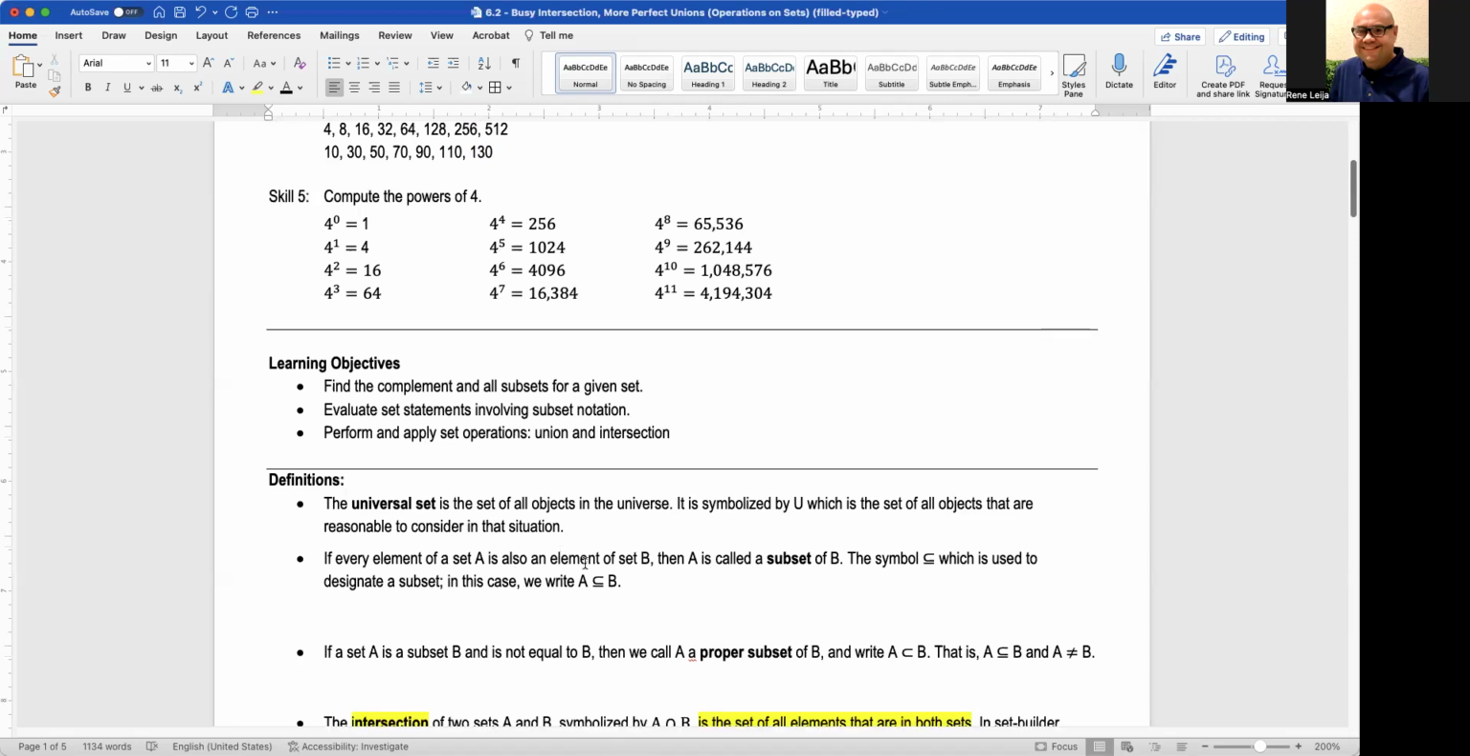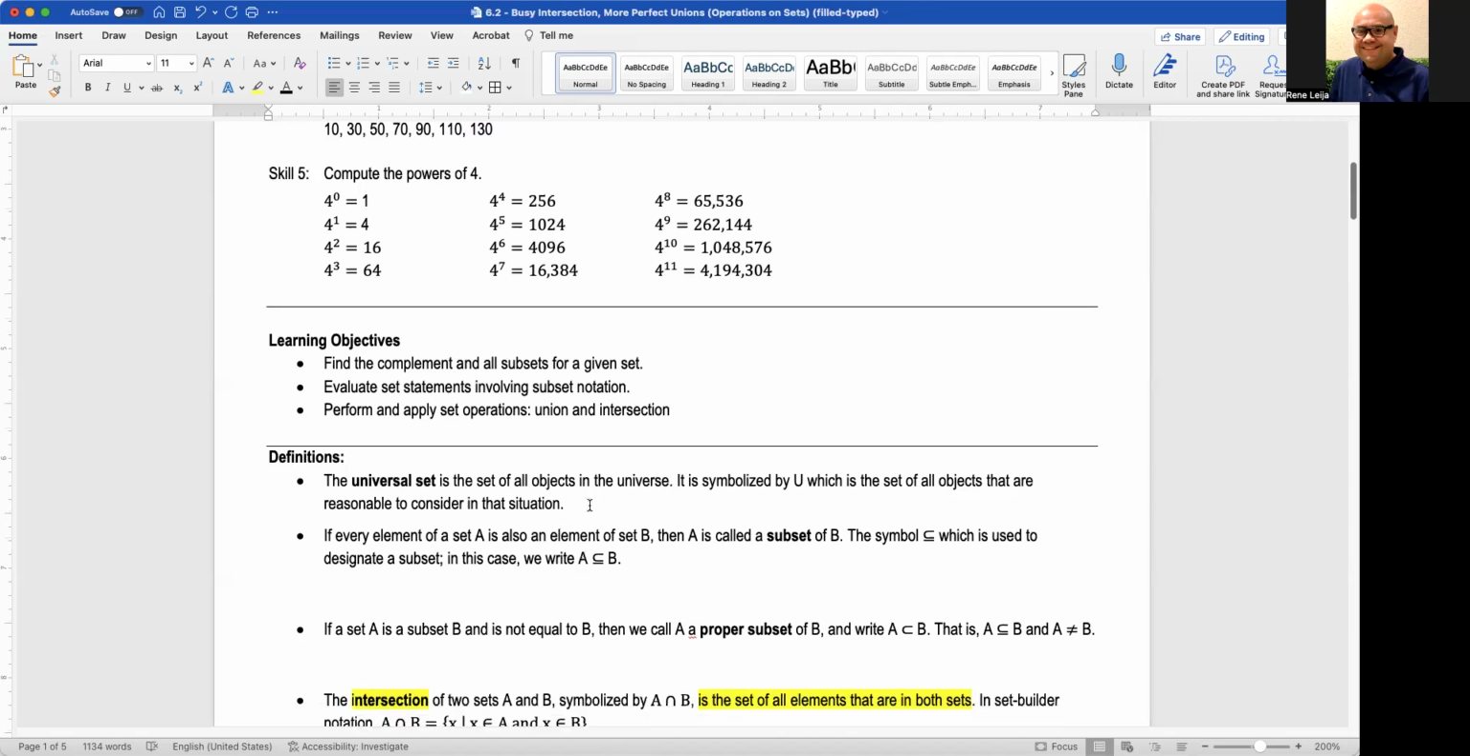All right, so the universal set. The universal set is a set of all objects in the universe. It's symbolized by U, which is a set of all objects that are reasonable to consider in that situation. So again, if we went back and talked about the members in our classroom, we could call each person an element, we could call them an object. I could refer to the entire class as the universe, because that's what we would be looking at, and then we could break that down into different types of subsets.